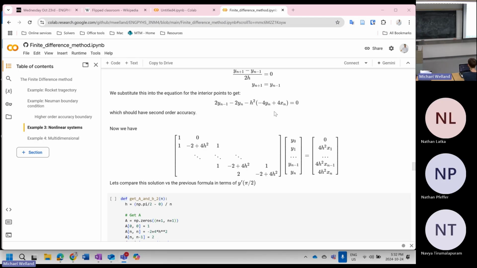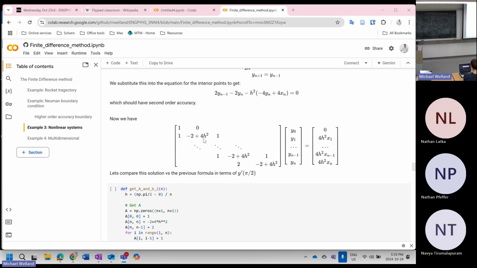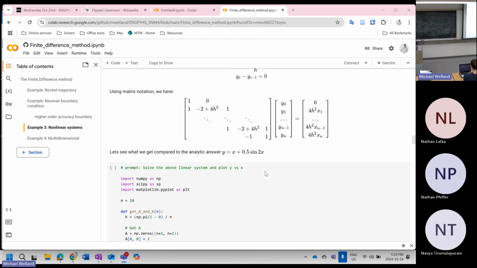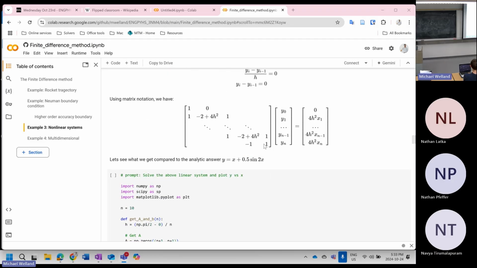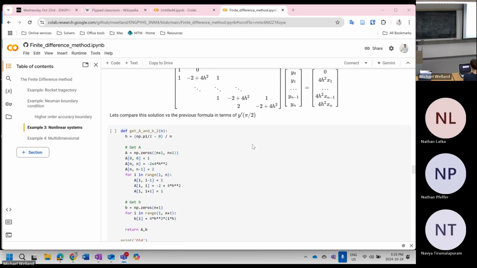So the idea is that when we do this, what we see is, unsurprisingly, n+1, which doesn't exist, is equal to n-1. We plug that into our interior point equation. We put that into our matrix. So now this bottom line is 2 minus all this fun stuff versus just the backward difference formula there. And it gives us a little bit better accuracy.